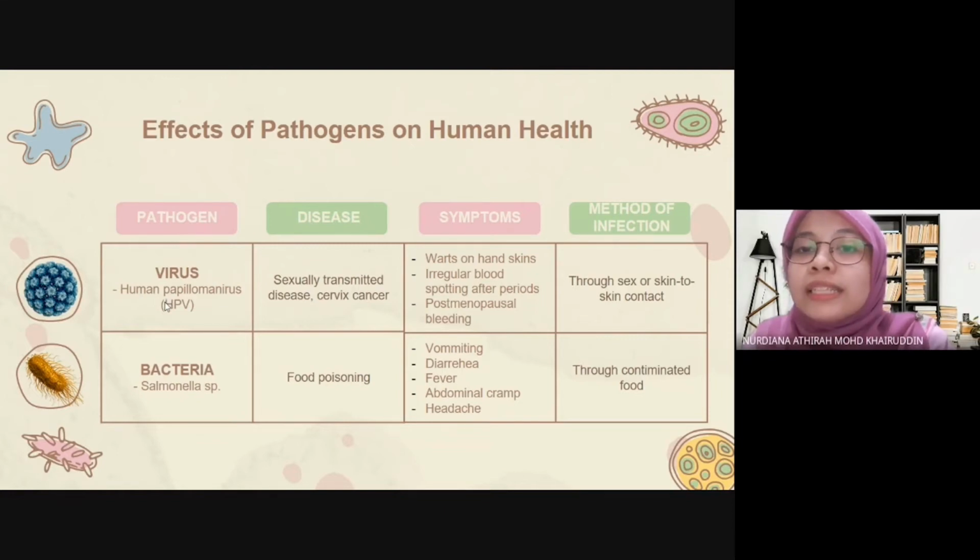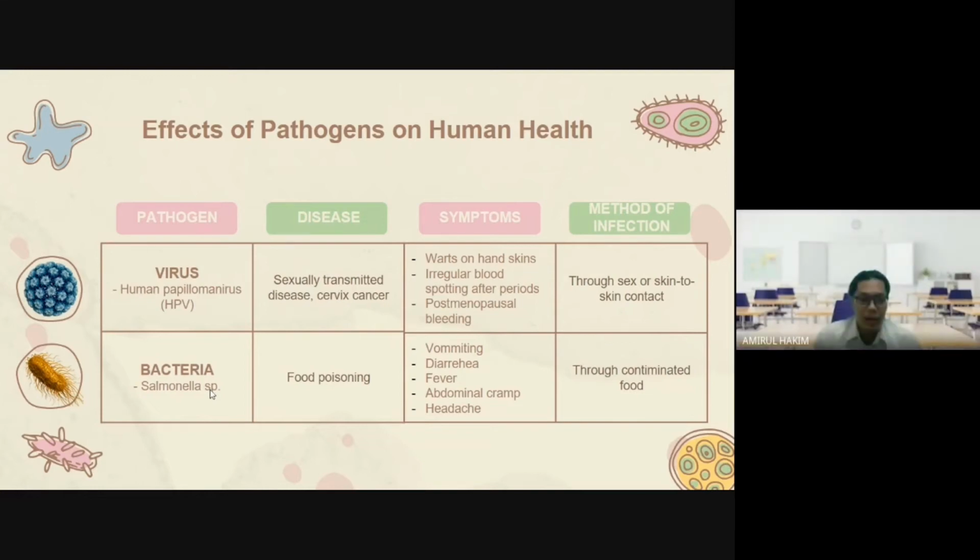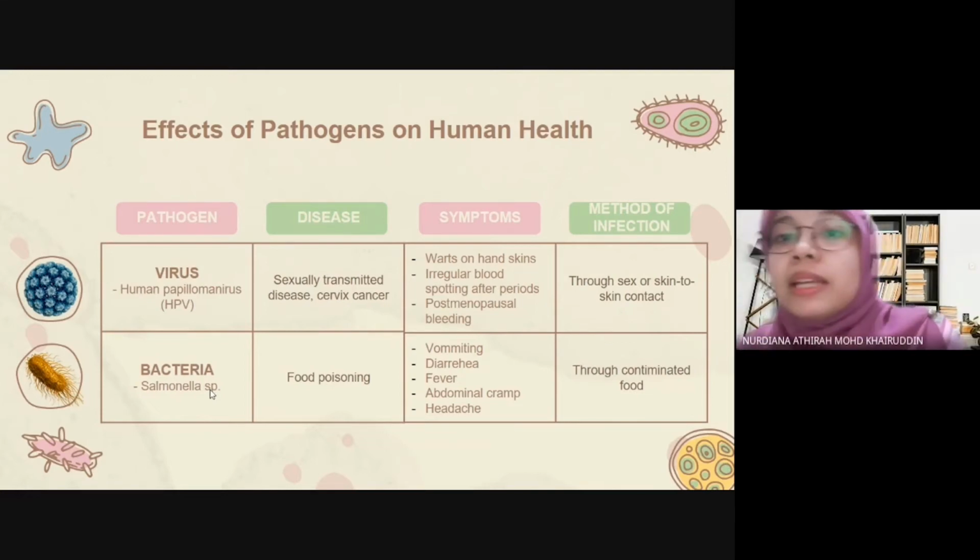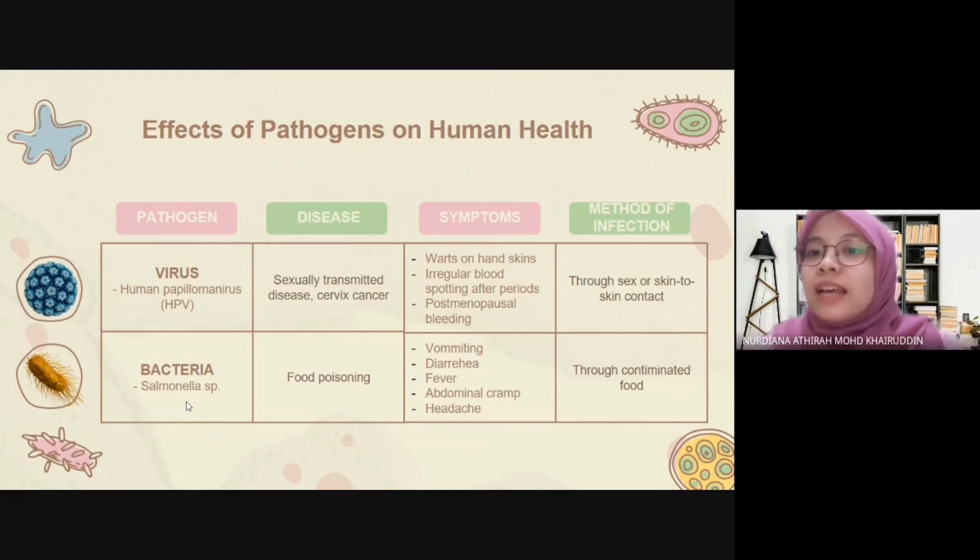Okay. So the second one is bacteria. So the pathogen name is Salmonella. This is the structure of the Salmonella. Disease for the bacteria is the food poisoning. The symptoms can be vomiting, diarrhea, fever, abdominal cramp, and also headache. It can be infected through contaminated food. If your friends had a food poisoning, so you can tell them, oh, you have salmonella in your stomach.